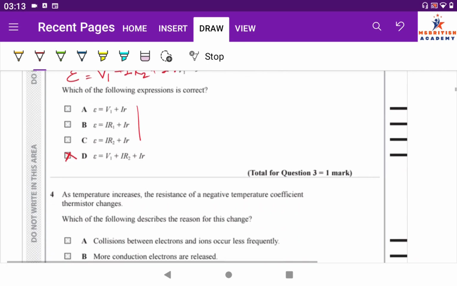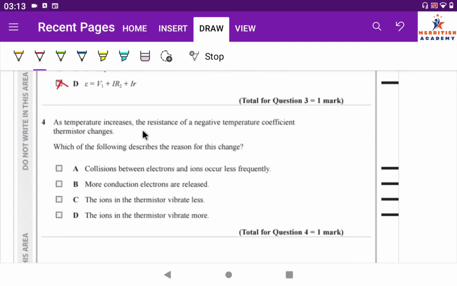Question number 4. As temperature increases, resistance of a negative temperature coefficient thermistor changes. Which of the following describes the reason for this change? First option is collision between electrons and ions occur less frequently. Option B, more conduction electrons are released. Option C, the ions in the thermistor vibrate less. Option D, the ions in the thermistor vibrate more.